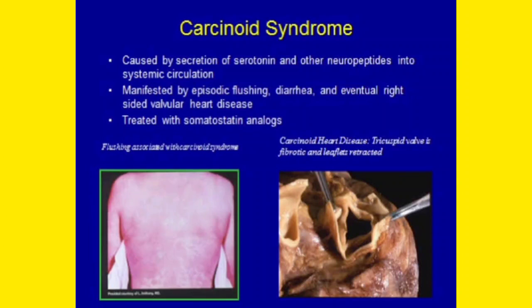Carcinoid syndrome is caused by serotonin. Remember this: serotonin. So remember, carcinoid syndrome is caused by serotonin and other neuropeptides. Basically, there are neuroendocrine tumors, and these tumors are located in your gut and may spread to the lungs, and they produce symptoms like flushing, diarrhea, and right-sided valvular defect.